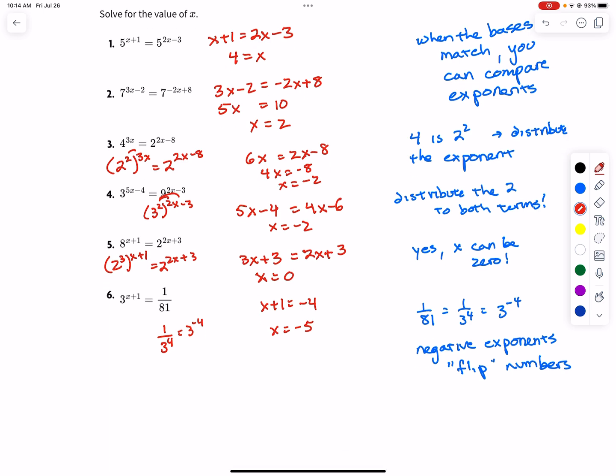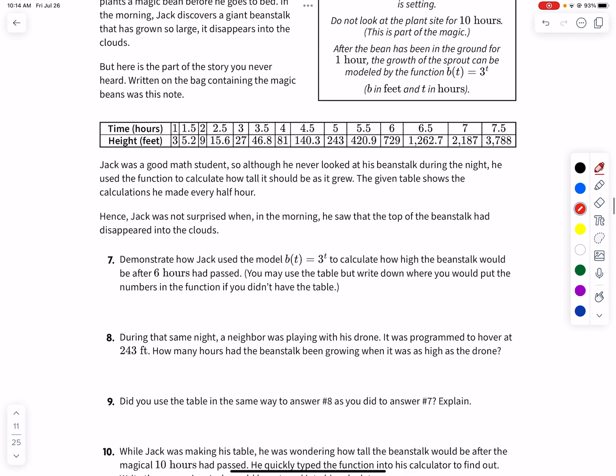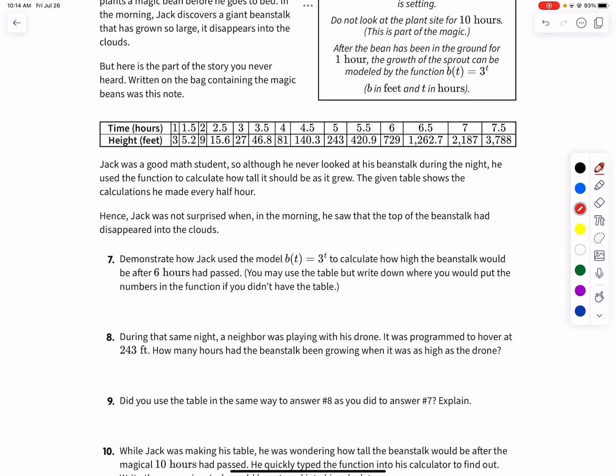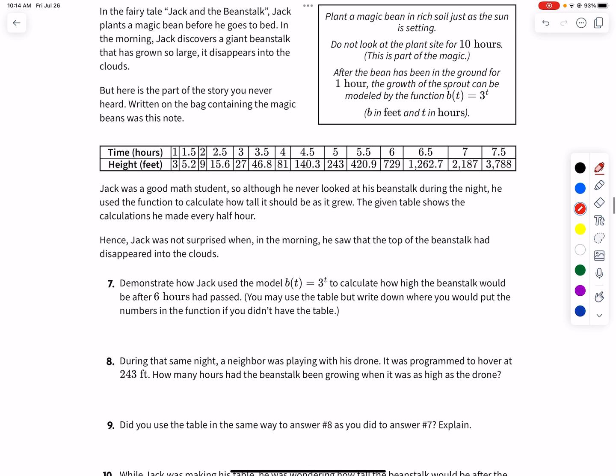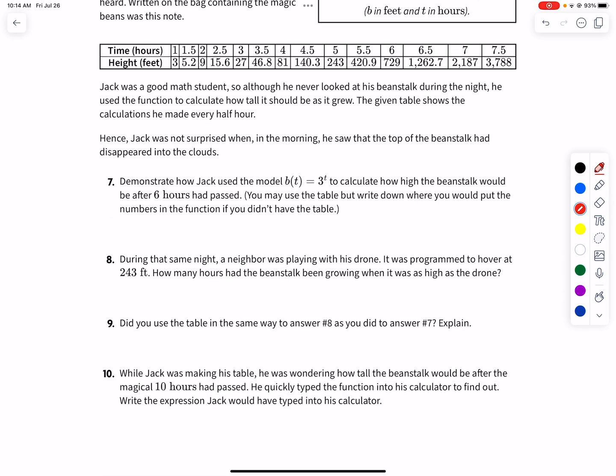Okay, that's the ready. Next, set. We have, let's see, Jack and the Beanstalk. Time is given in the first row, and height is given in the second row. To figure out 3 to the t after 6 hours, we can say, there's my 6 hours, but we can also say 3 to the 6th, which is 729.